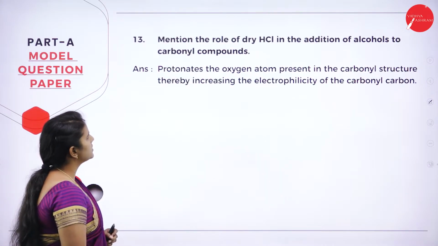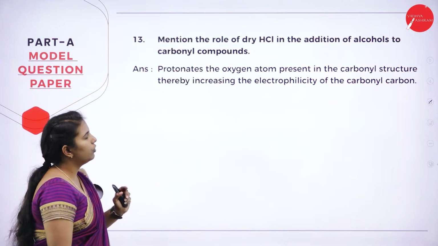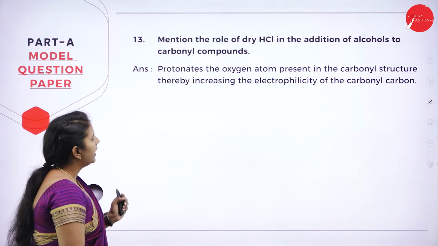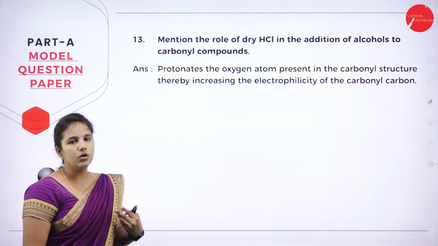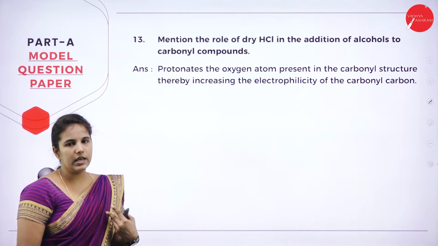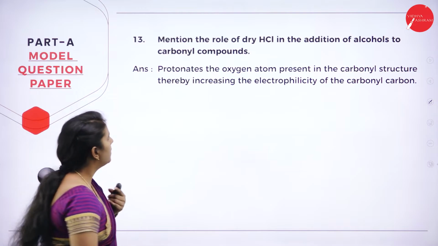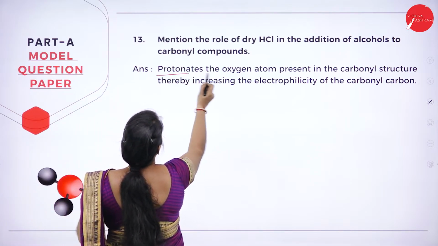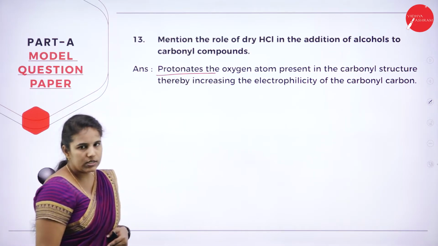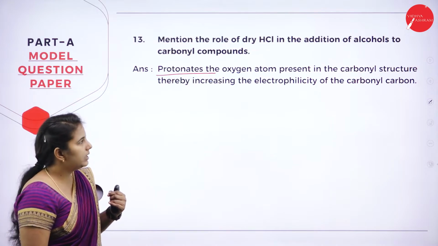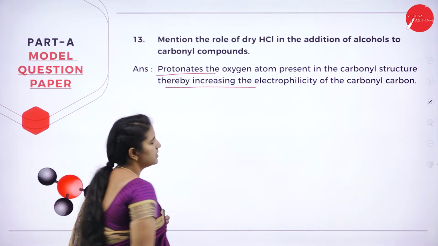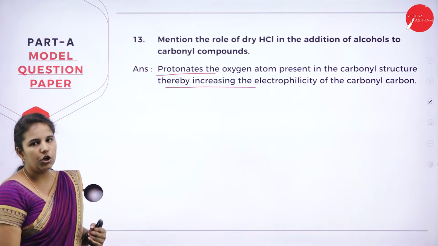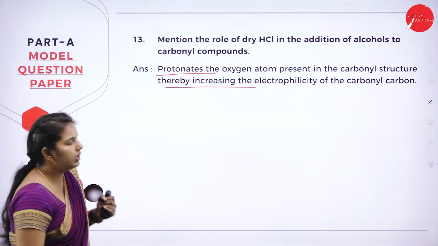The 13th question goes like this. Mention the role of dry HCl in the addition of alcohols to the carbonyl compound. So, what is the role of dry HCl? It acts like a protonating agent and it protonates the oxygen atom present in the carbonyl structure. Thereby, it increases the electrophilicity of the carbonyl carbon.